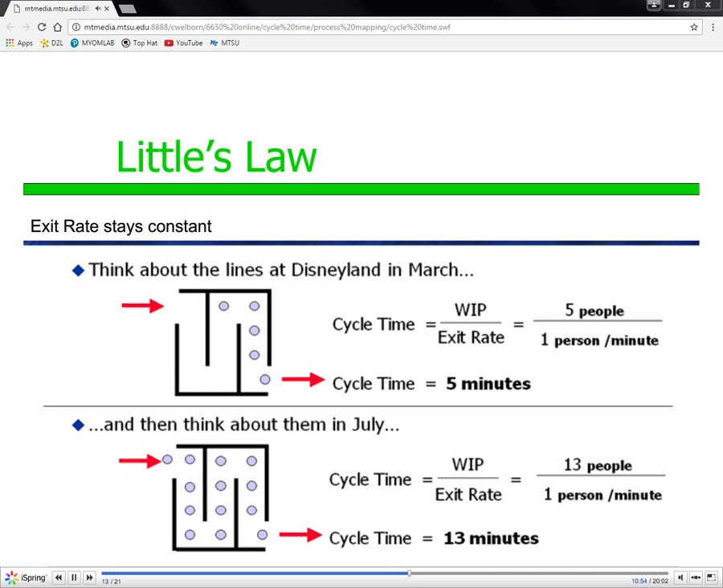Now think about that same situation in July. The exit rate doesn't change. The exit rate is still 1 person per minute. So we think about this being like a ride. The ride doesn't go any faster in July than it goes in March. It doesn't go any slower than it goes in March. It still processes 1 person per minute. But now there are 13 people in line, then the WIP is 13. So their cycle time is going to be 13 minutes before they're processed.